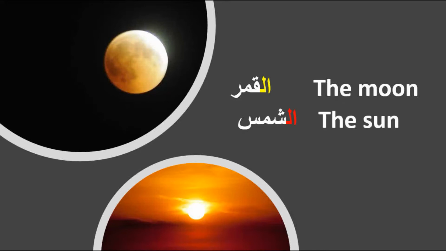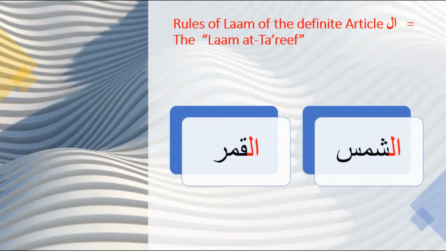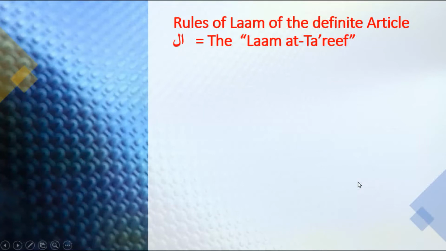And here is Ash-Shams, the sun. The sun in Arabic is Ash-Shams. Here is the al, but we do not pronounce the Lam here. We say Ash-Shams. It is not pronounced. So this is the Lam of the definite article al, called Lam at-Ta'rif. If you say Al-Qamar, it is pronounced. If we say Ash-Shams, here it is not pronounced at all.